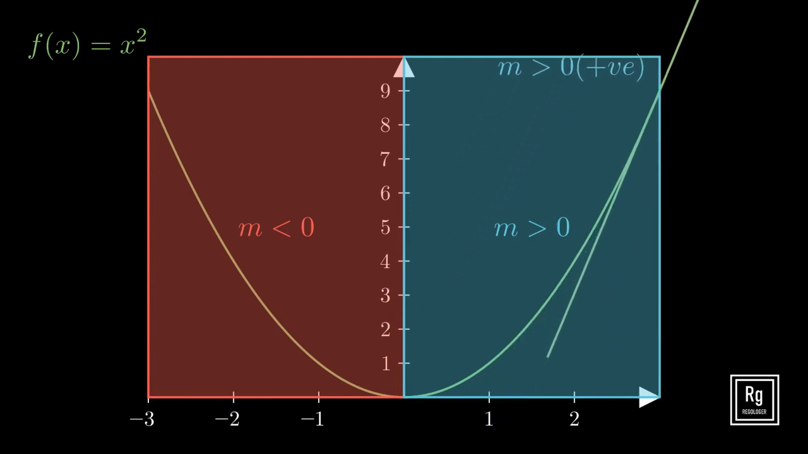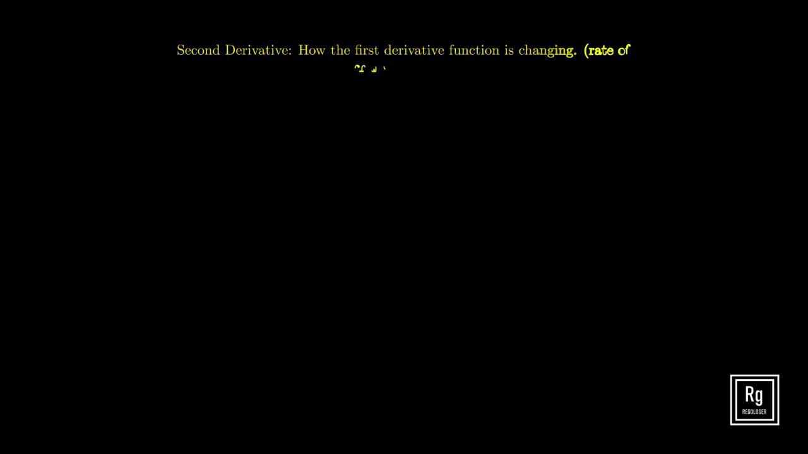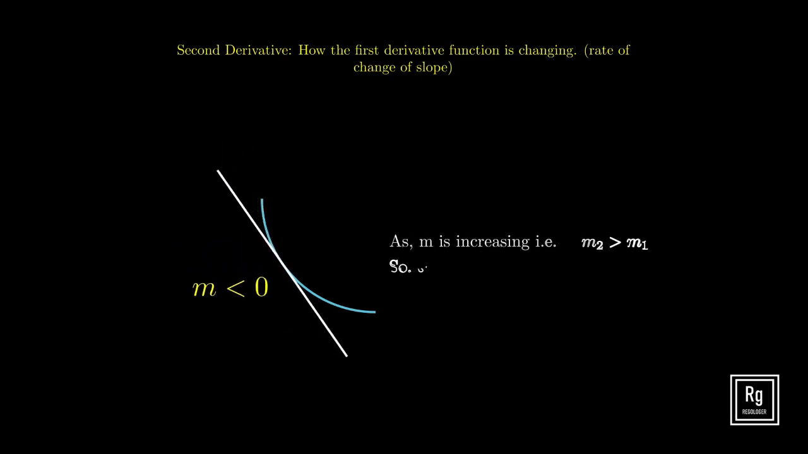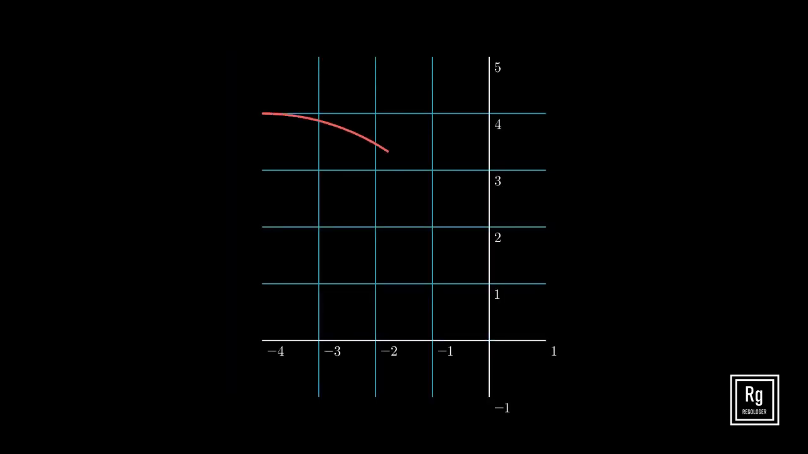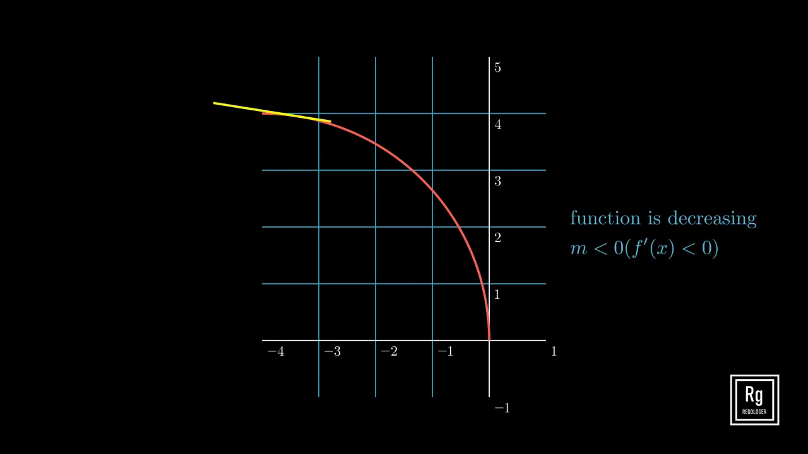But there is more in the scene if we consider how the slope itself is increasing or decreasing in the given domain, which is essentially the second derivative of the given graph. Consider this function curve which is decreasing in the given domain, but there are 2 scenarios in which the slope of the tangent can behave in the given conditions.